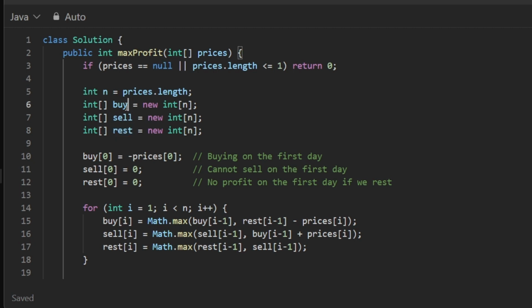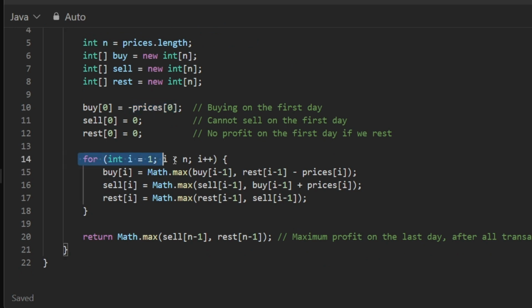So first one is for buy, second one is for sell, and third one is for rest. Now we are going to initialize all of these 3 arrays for the very first position. For sell and rest, the value is going to be 0, because it's quite straightforward. We cannot sell on the first day, and if there is no sell happening the day before, then we should not be resting, or this should not be a cool down day. But for buying, if we decide to buy on the very first day, then definitely we are going to be at a loss. So the maximum profit would be the negative price of that stock on that particular day.